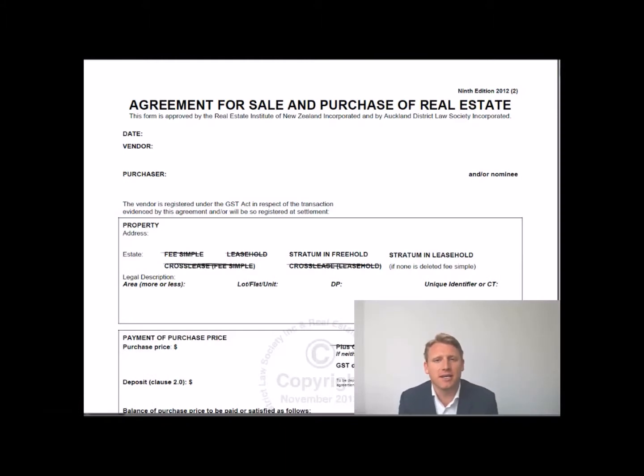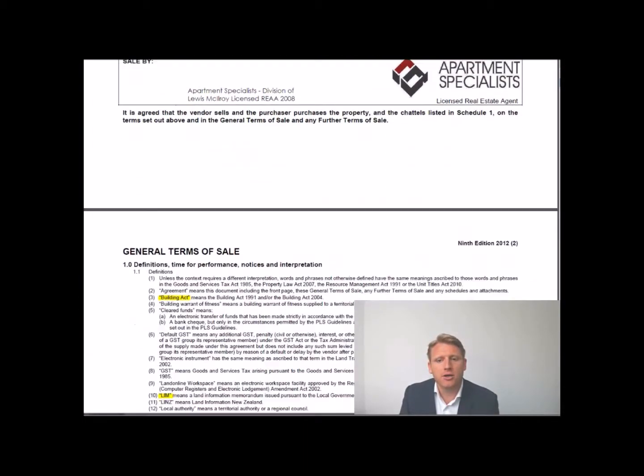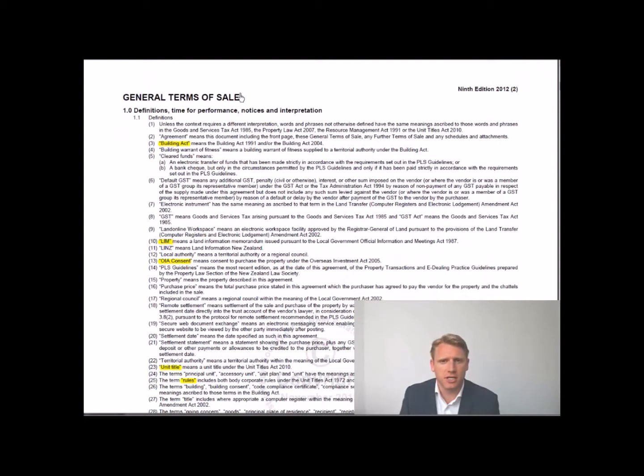G'day, part 2 of making an offer on an apartment. So in the last podcast that you saw previously, we went over the first page, which is this one here, and now we're going over to the general terms of sale.